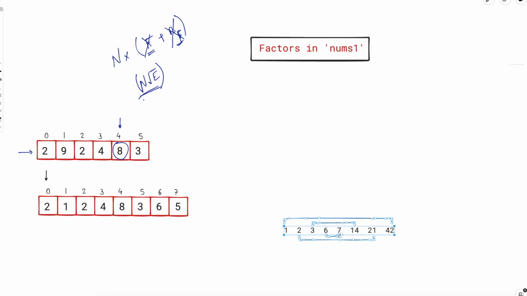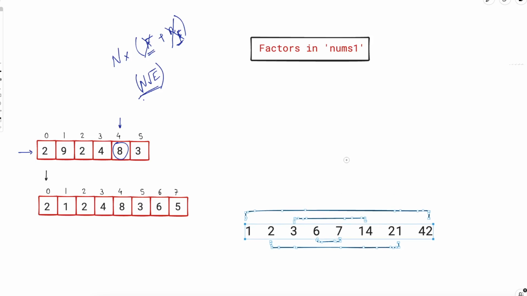The answer lies in the fact that factors appear pairwise. So let's talk about factors of 42, right? These are the factors of 42: 1, 2, 3, 6, 7, 14, 21, 42. Now if you look at it closely, they occur in pairs. So if you have 1, then 42 by 1 is another factor. Similarly, if you have 2, then 42 by 2, which is 21, is another factor. Similarly, if you have 3, then 42 by 3, which is 14, is another factor, and so on and so forth.